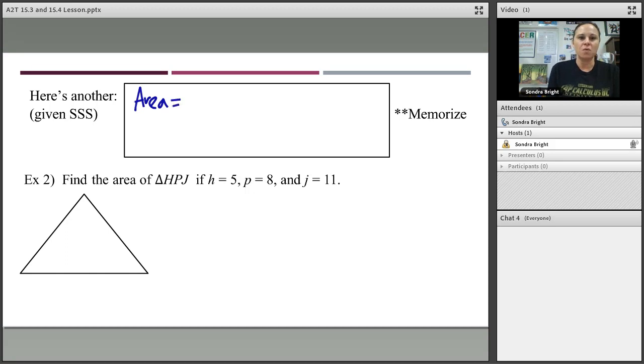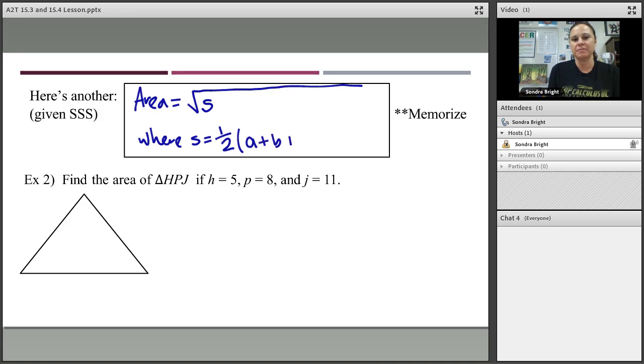But the area is going to be equal to the square root of little s, and if you've never seen this before, s is what we call the semi-perimeter. Semi-perimeter, meaning half of the perimeter. And perimeter means adding up all the sides. So s will be 1/2 of side a plus side b plus side c. That is half of the perimeter, or semi-perimeter.